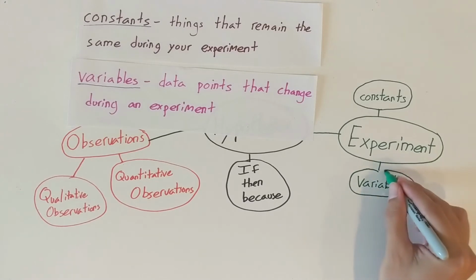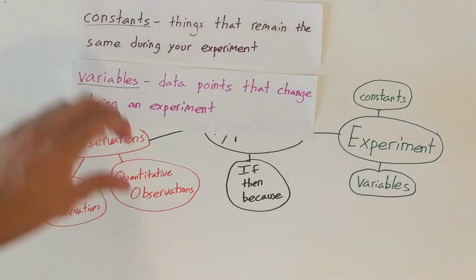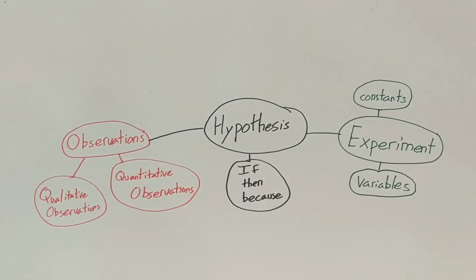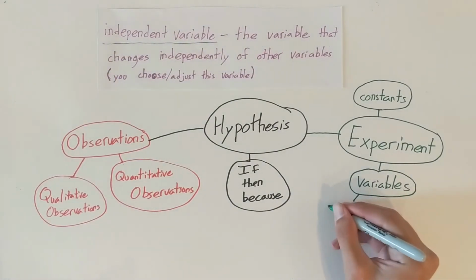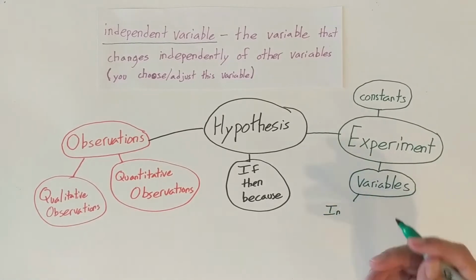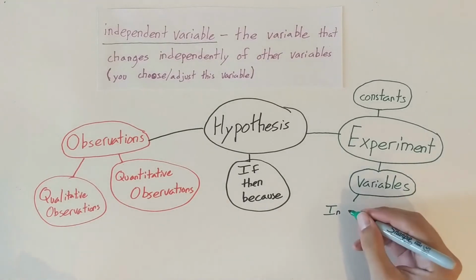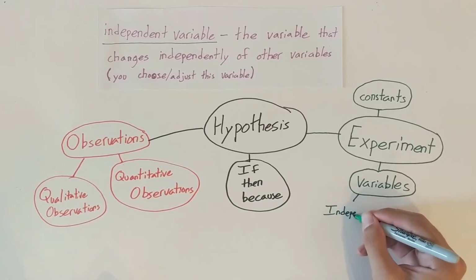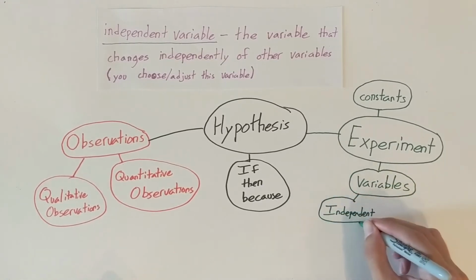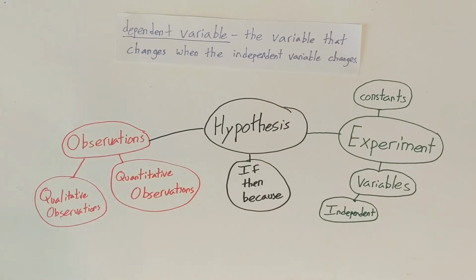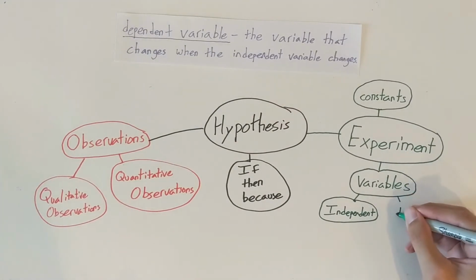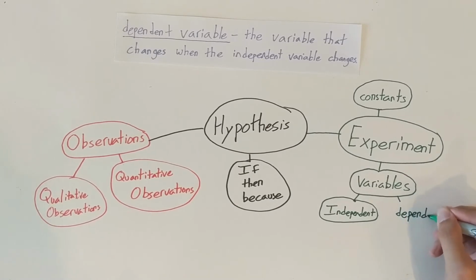And I'm going to go into a little bit more detail in variables because there are two types of variables. There are independent variables. And these variables are the ones that change independently. So I like to think of them as the ones we get to choose or the ones that we get to adjust on our own. So we have control over these independent variables. And then as we change our independent variables, we are going to be measuring our dependent variables. So our dependent variables are variables that change as we change our independent variables.